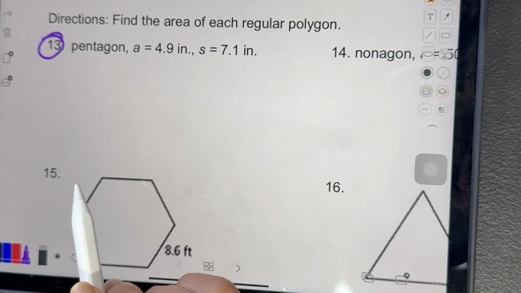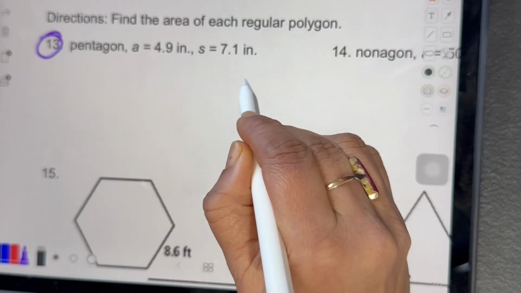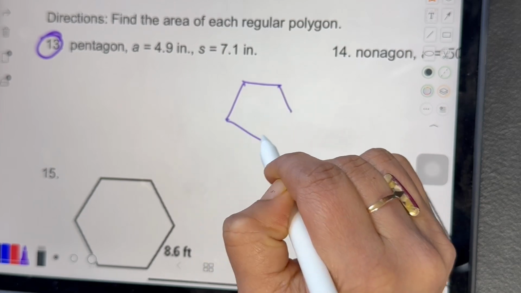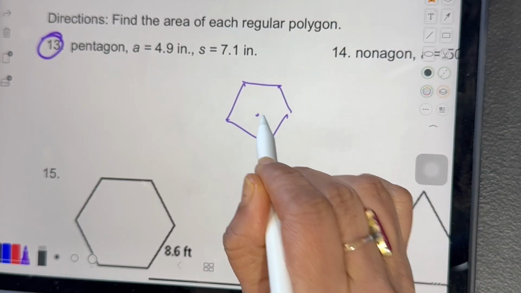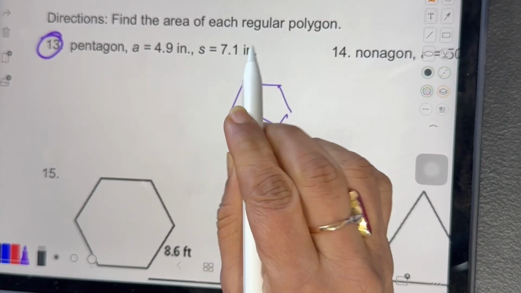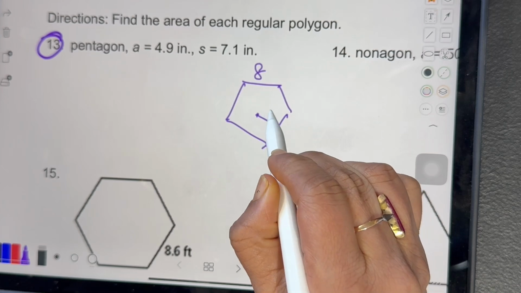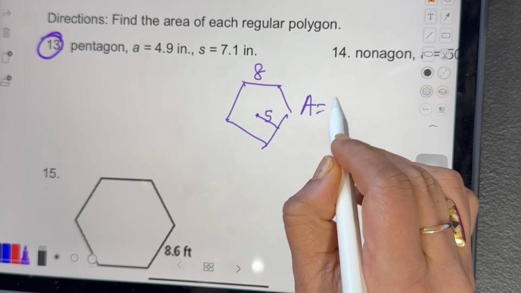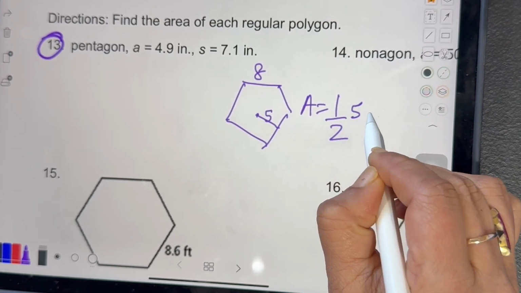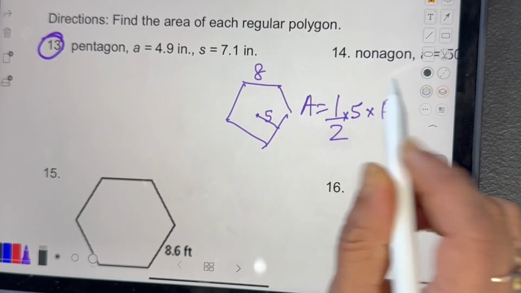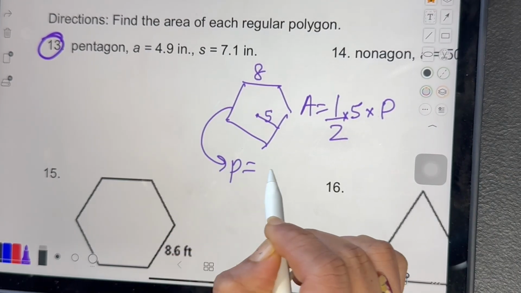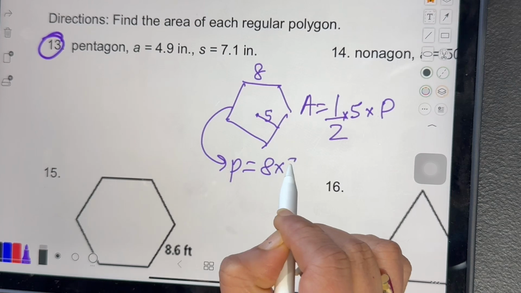Oh my god, I just realized I made a big mistake in the previous example I gave you. My bad, please correct that. I'm correcting that question. The side was 8 and the apothem was 5. What was my formula? Half times 5 times the perimeter. So what will be the perimeter here? The perimeter will be 8 times 5, which is 40.